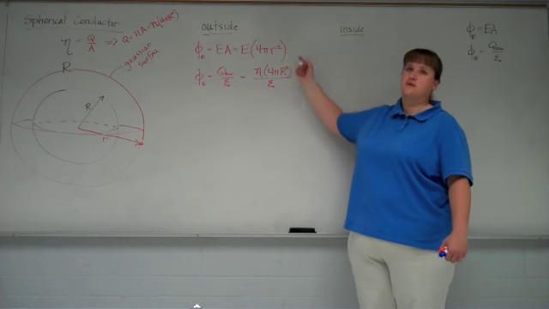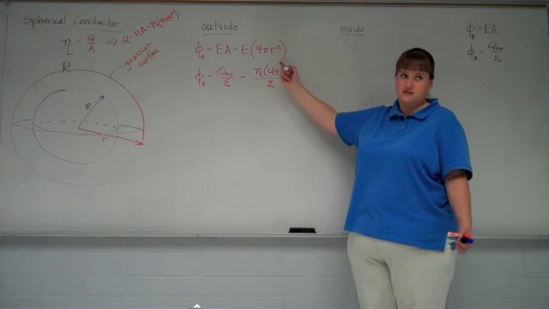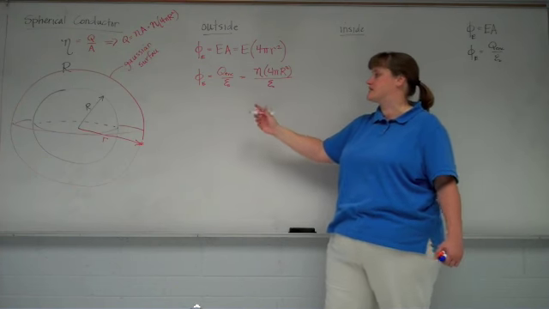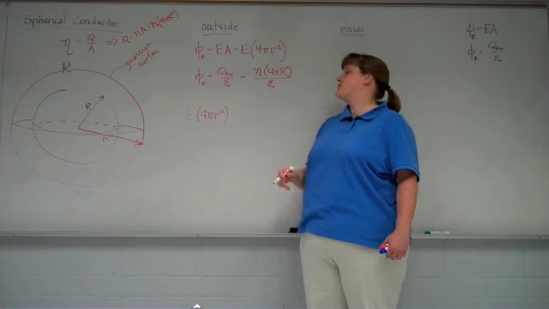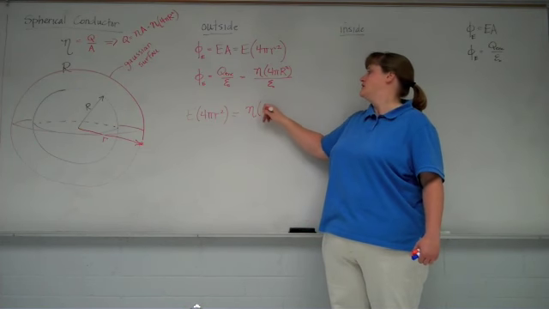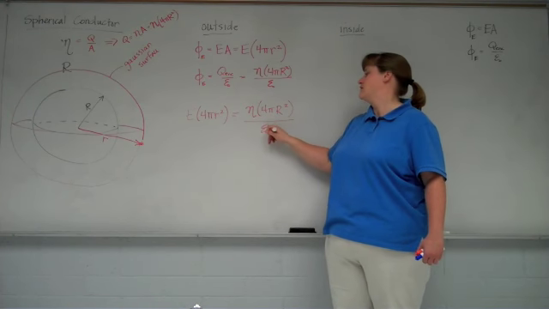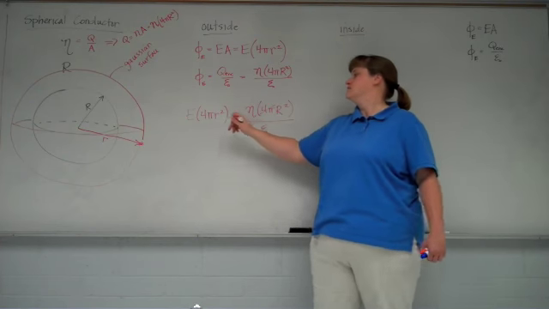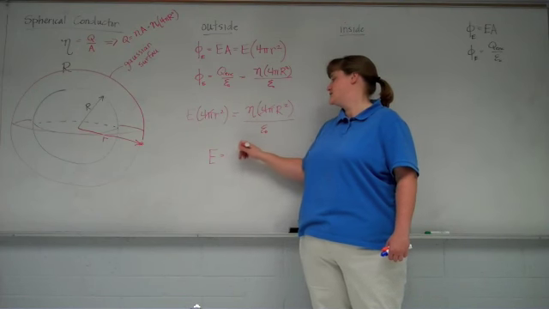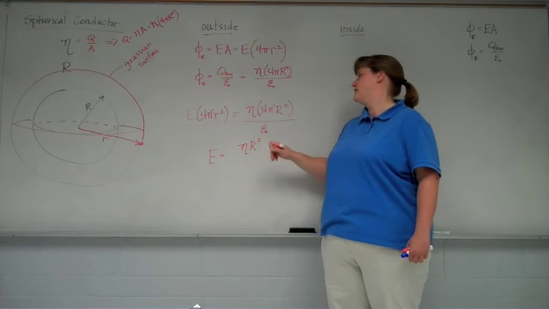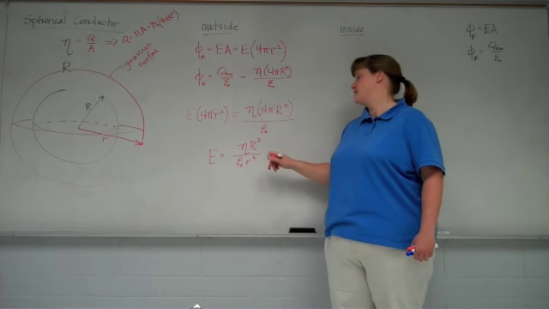Well, these have to be equal. Flux, regardless of which way we find it, is the flux. There's a certain amount of flux through that Gaussian surface. So we can set them equal to each other. So the top one, set that equal to the bottom one. Four pi's actually cancel. So we get E is equal to eta big R squared over epsilon naught times little r squared.